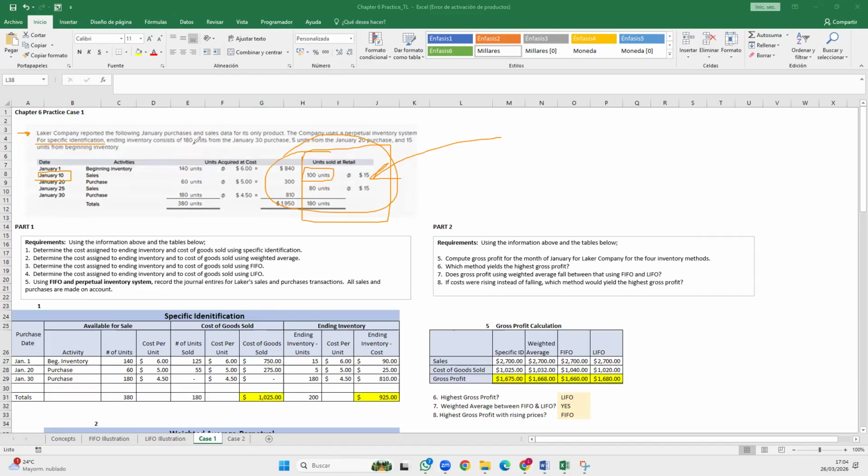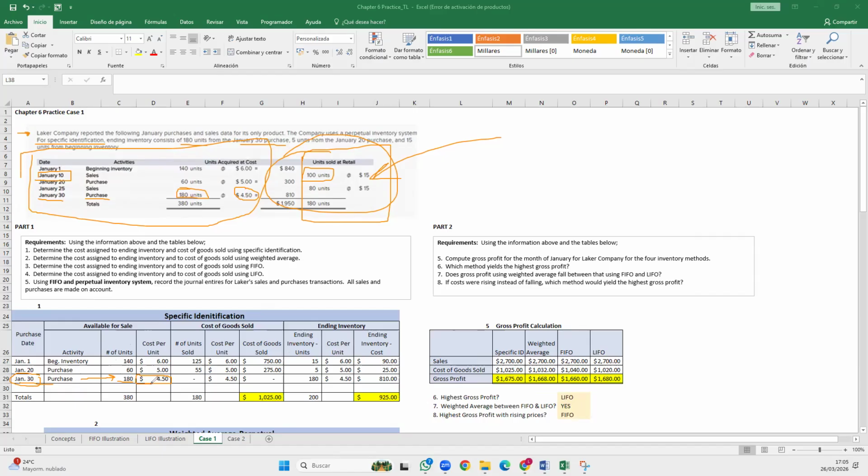So for a specific identification, ending inventory consists of 180 units from the January 30 purchase. Just by looking at this activity here, we know that on January 30 the company purchased 180 units at $4.5 per unit. So we just copy and paste. Is that okay?